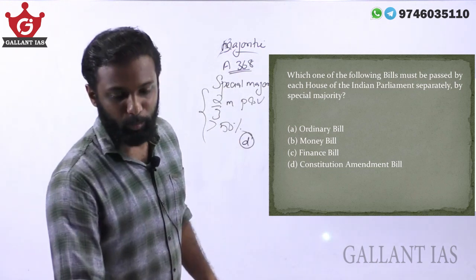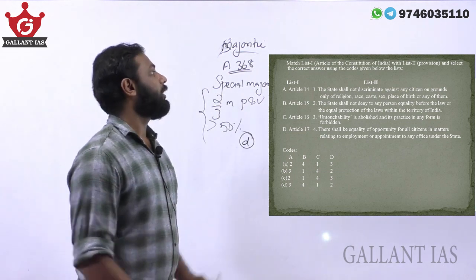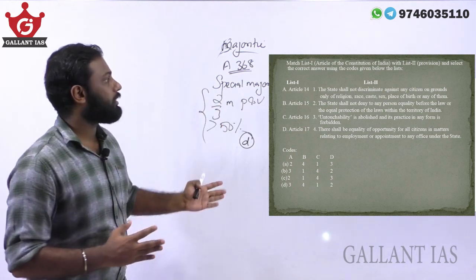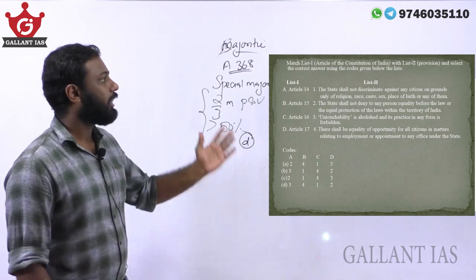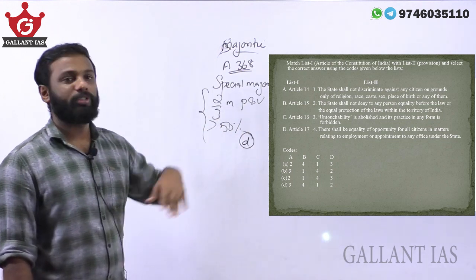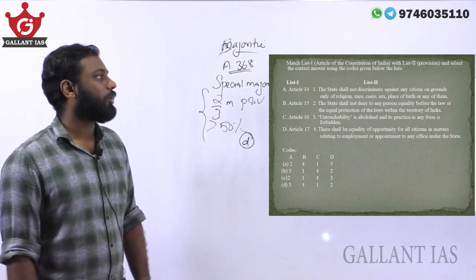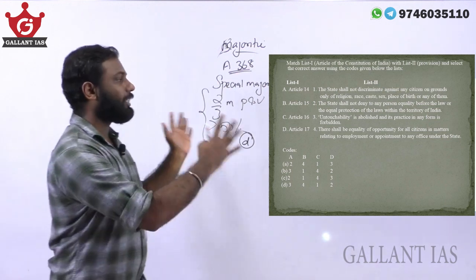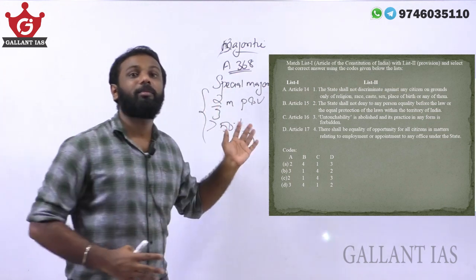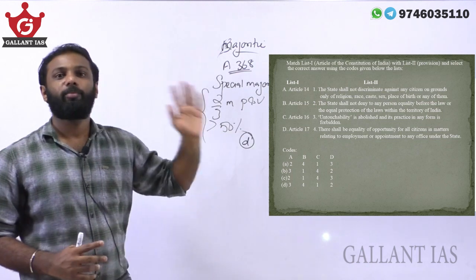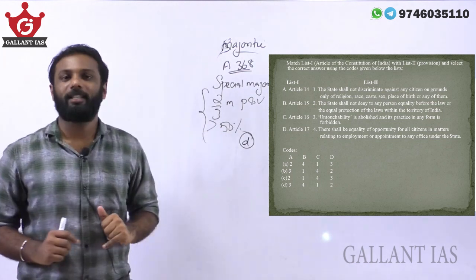Okay, moving on to second question. Here match list 1. List 1 contains articles of the Constitution of India, and match it with list 2 containing provisions, and select the correct answer using the codes given below the list. Here on the left hand side, some of the articles mentioning the fundamental rights are given, and on the right hand side provisions are given. We have to match it correctly.